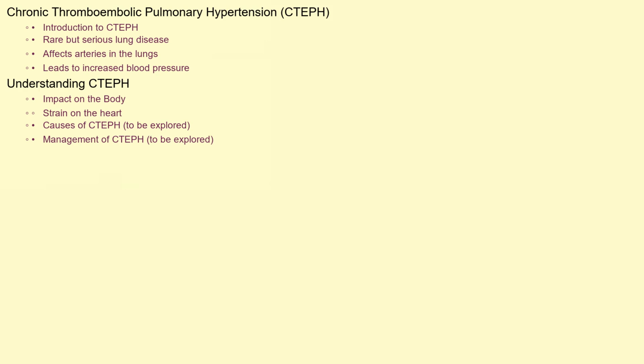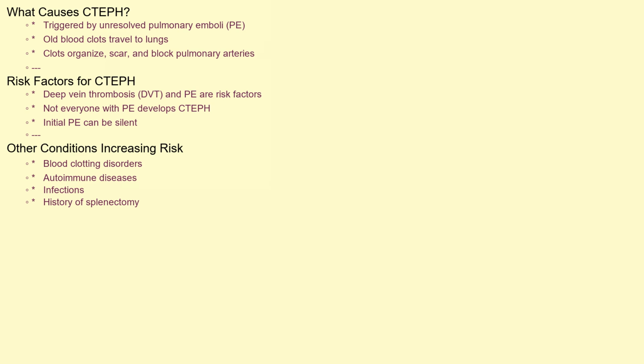Welcome. Today we're diving into a rare but serious lung disease, chronic thromboembolic pulmonary hypertension, or CTEPH. This condition affects the arteries in the lungs, leading to increased blood pressure and placing a strain on the heart. Join us as we explore what causes CTEPH, how it impacts the body, and what can be done to manage this complex disease.